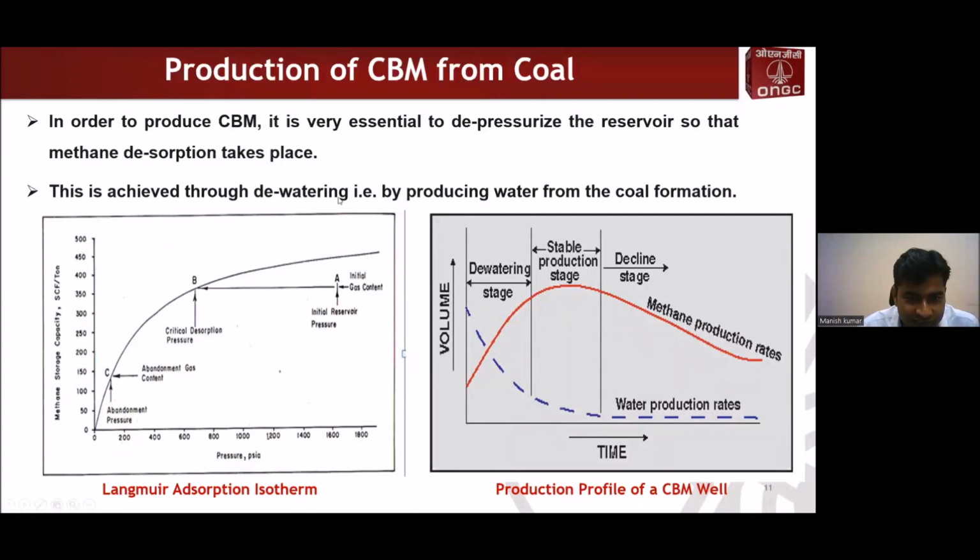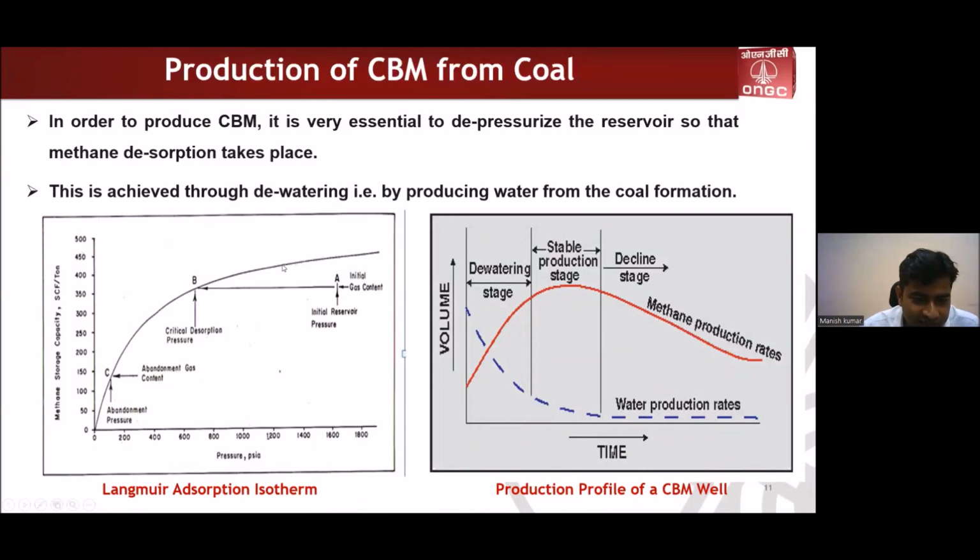So considering that we are at point A at the initial phase, when we start dewatering a CBM well, we will find that the pressure will start decreasing. The hydrostatic pressure in the well will start decreasing with the liquid level going down.